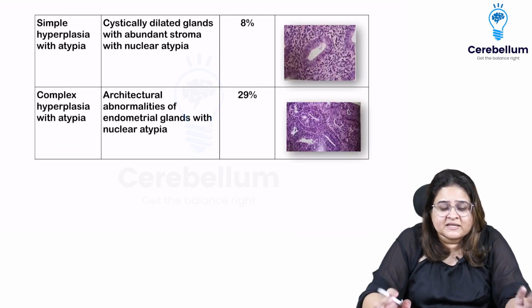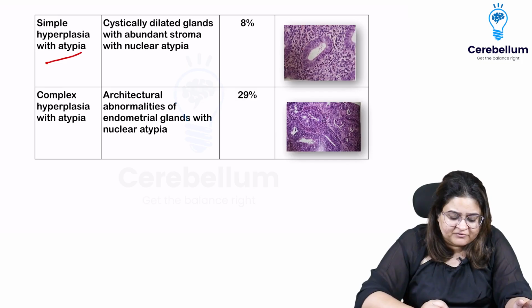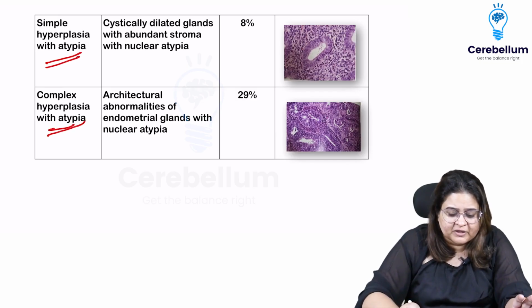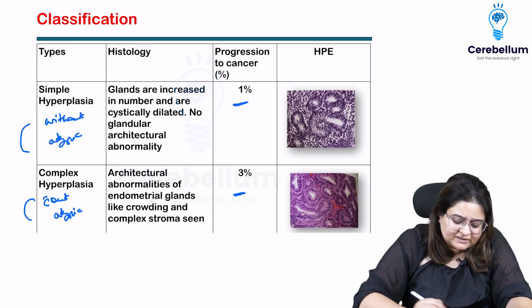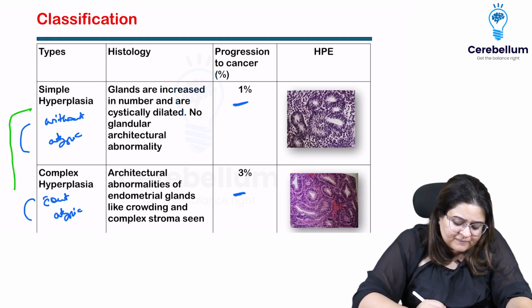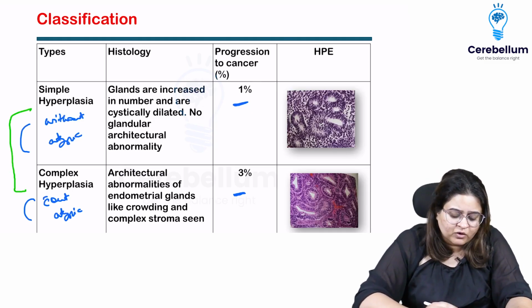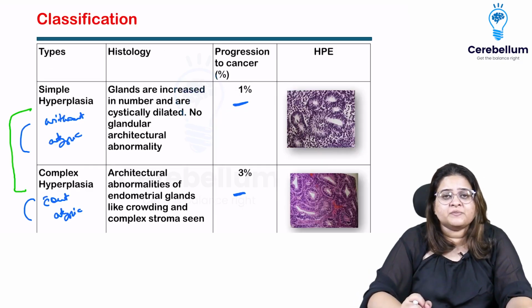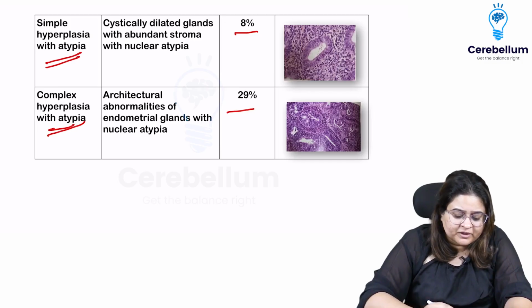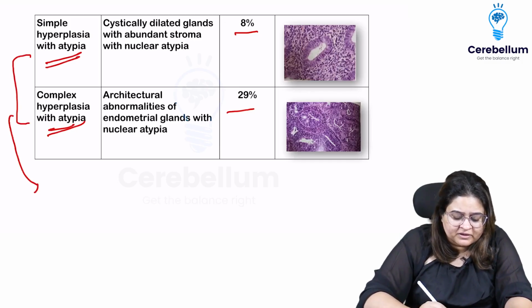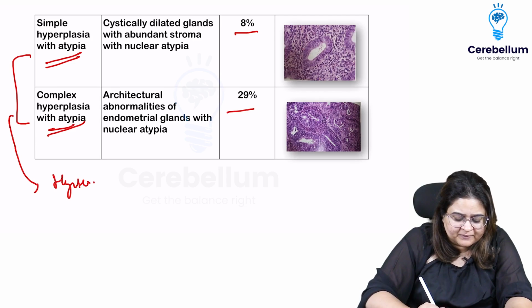But if there is atypia, so look here, simple hyperplasia with atypia, complex with atypia, you have a much higher risk of malignancy. That's why in these two groups, you can manage them with medication. What medication do we give? You want to dry up the endometrium, you're going to give progesterone. But in these two, you're worried about cancer. So what will you do here? In these two, you're going to do a hysterectomy.